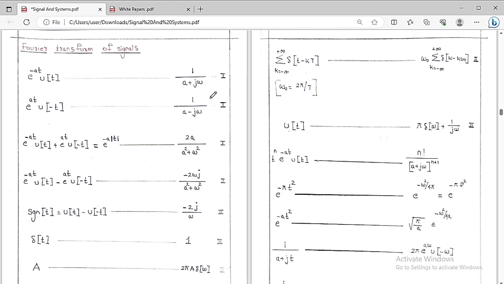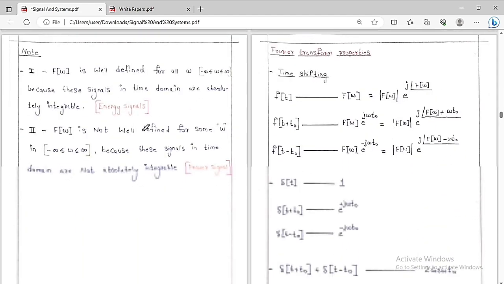If the signal you consider is an energy signal, and you find the Fourier transform of that energy signal, then we get F of omega, which is well defined, meaning it is defined for each and every value of omega. Now, what is the next point, which is 2. Here F of omega is not well defined for some omega, because these signals in the time domain are not absolutely integrable, meaning they are called power signals, not energy signals.